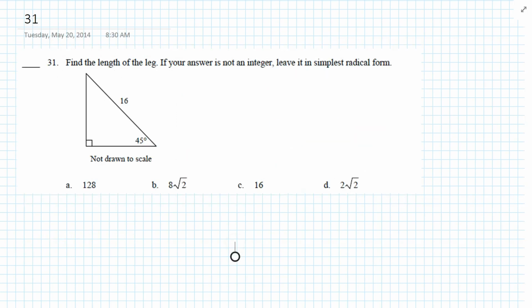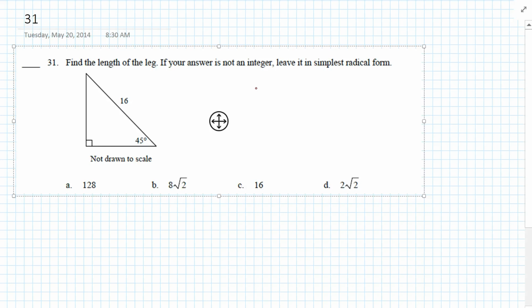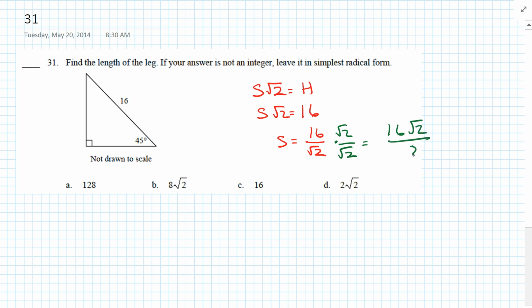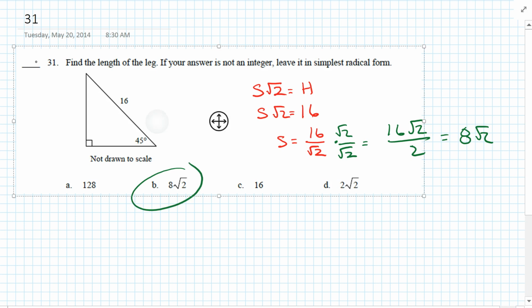31. Okay, well, what did we just say? Short side times square root of 2 equals the hypotenuse, right? So short side times square root of 2 equals 16. So the short side equals 16 over the square root of 2. Well, we can't have square root of 2 as a denominator, so we're going to rationalize, multiply top and bottom by square root of 2. So I'm going to get 16 square root of 2 over 2, which I can rewrite as 8 square root of 2. Answer is B.